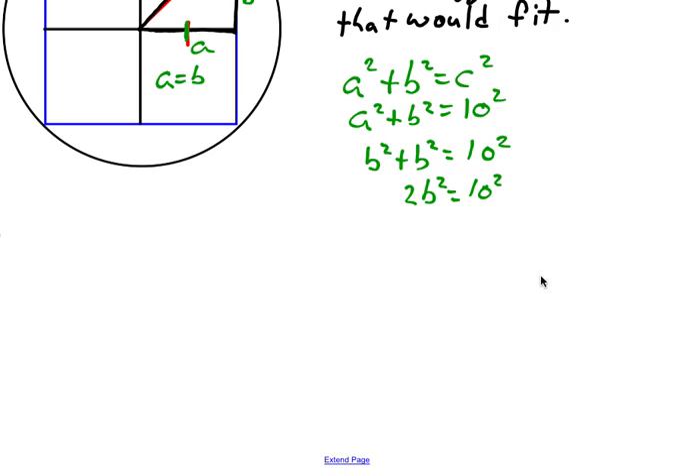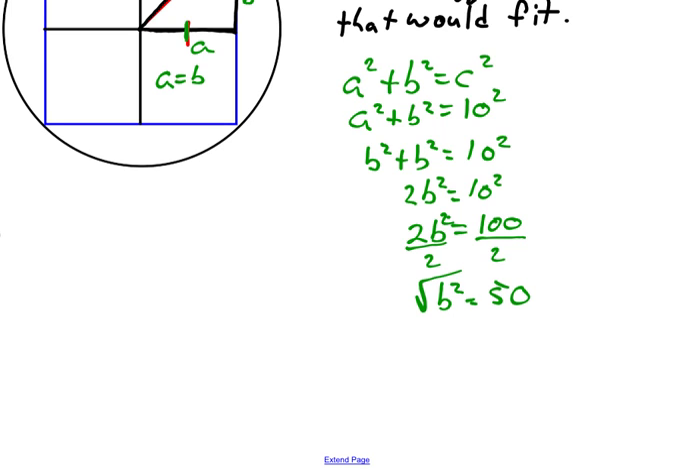Now at this point, it's just a matter of doing the algebra. My BEDMAS tells me brackets and exponents first before I do any division. So 2b squared equals 10 times 10, just 10 squared there, is equal to 100. Now I'm going to have to divide both sides by 2 to get my b on its own. Divide by 2, divide by 2. And b squared is equal to 50.